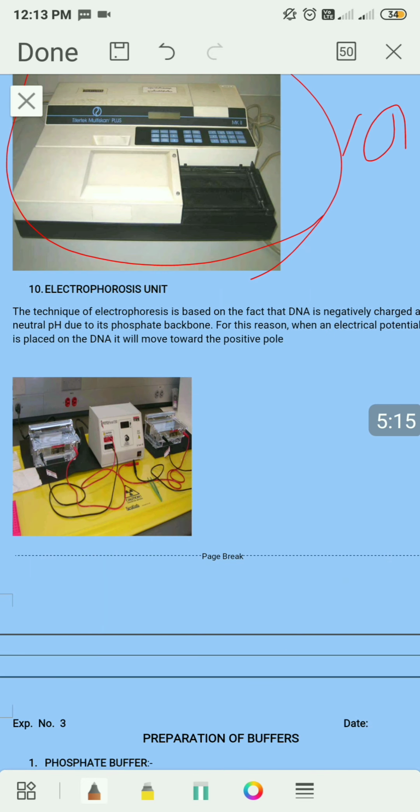Electrophoresis unit. The technique of electrophoresis is based on the fact that DNA is negatively charged at neutral pH due to its phosphate backbone. For this reason, when an electrical potential is placed on DNA, it will move towards the positive pole. You can see bands in the gel like this.